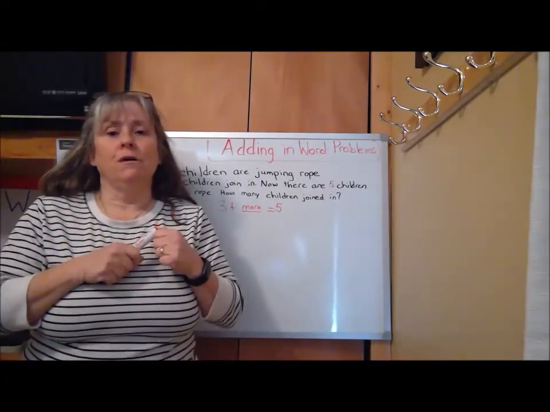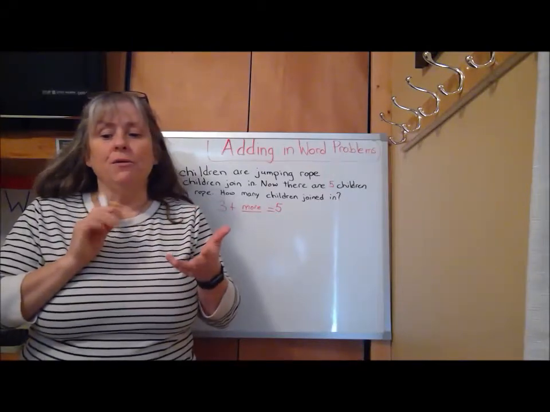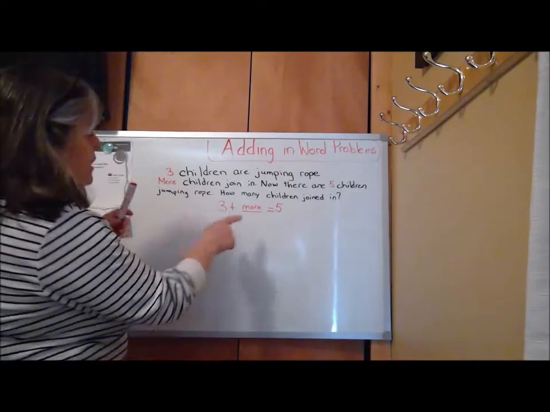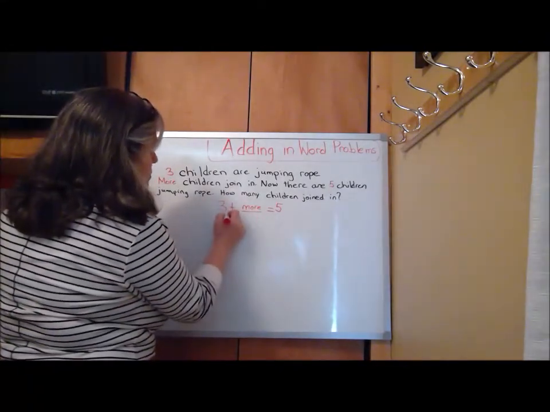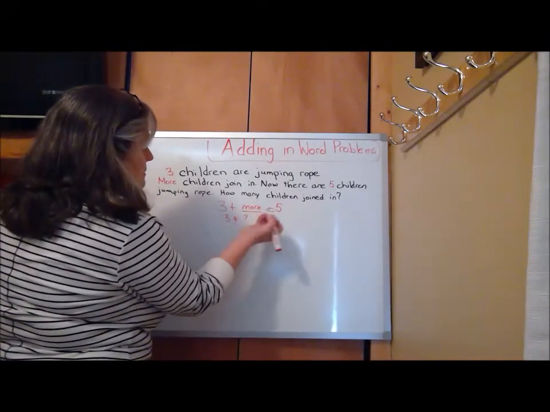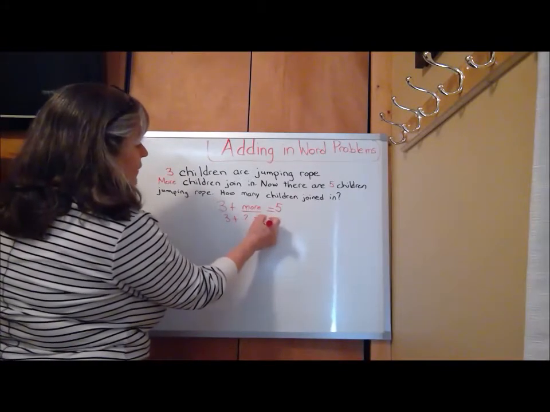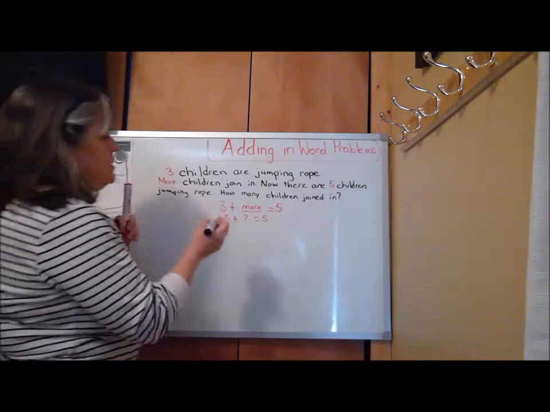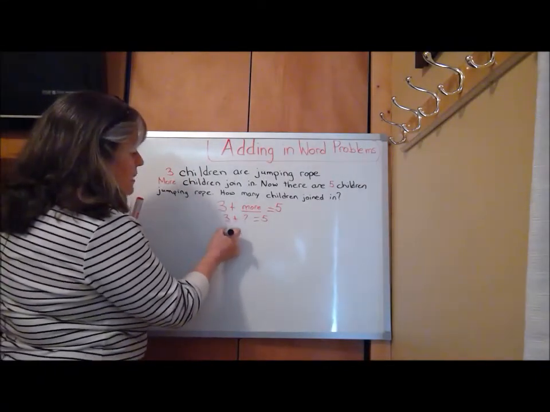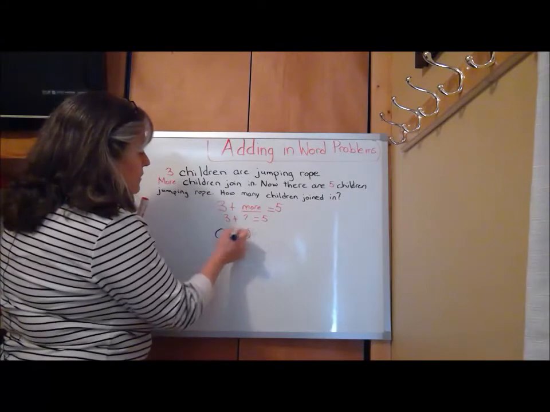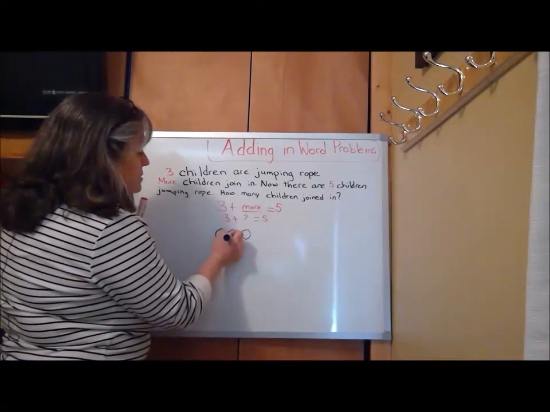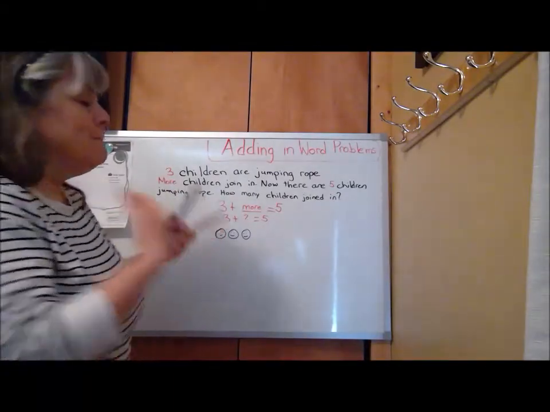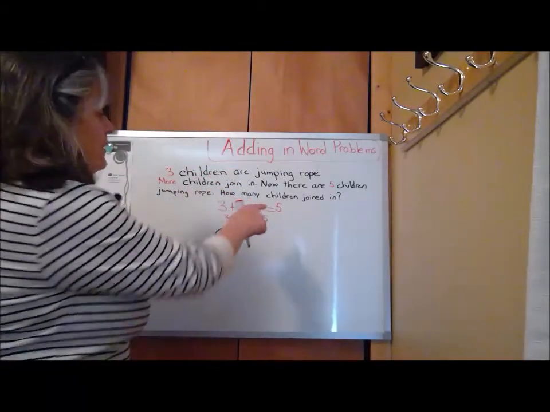Now what are we going to do? Are you going to use a number line? Are you going to draw a picture? Let's figure this out. So now I'm going to replace this more with a question mark. 3 plus something we don't know equals 5. So let's start by drawing some smiley faces. So I've got 1, 2, 3 kids. And they're jumping rope, right? They're just jumping rope. More kids come in. And when we're done, we have 5.